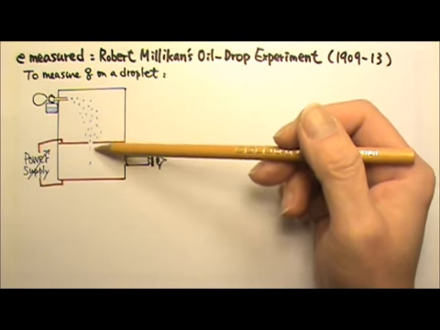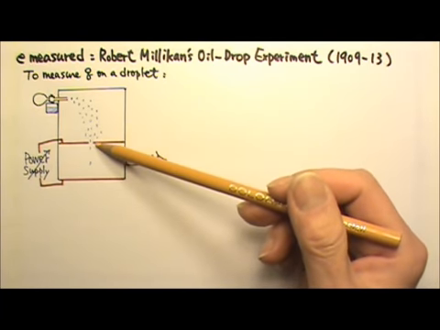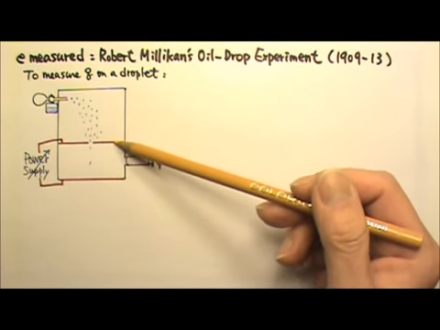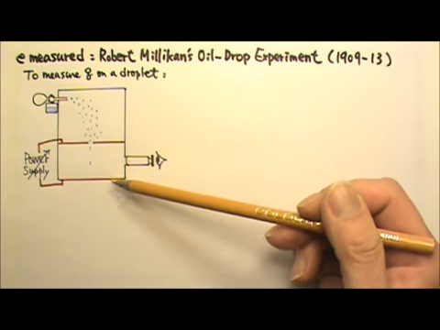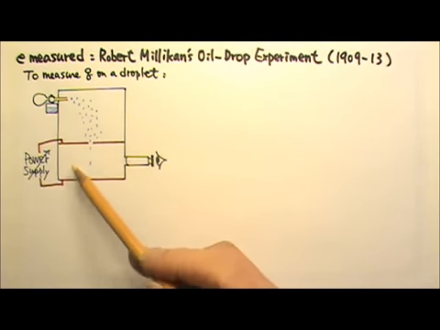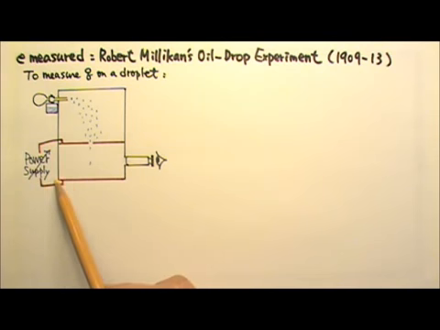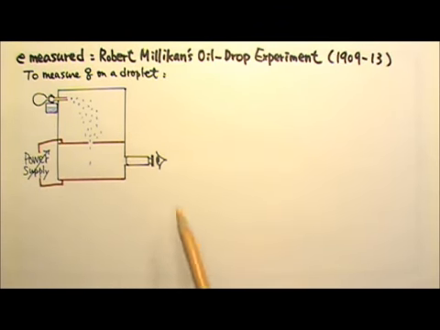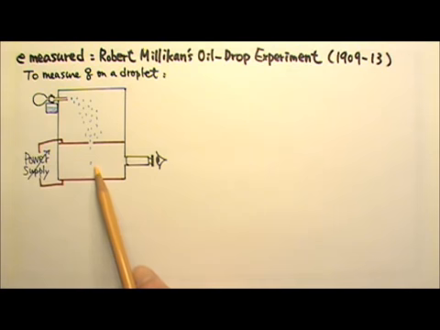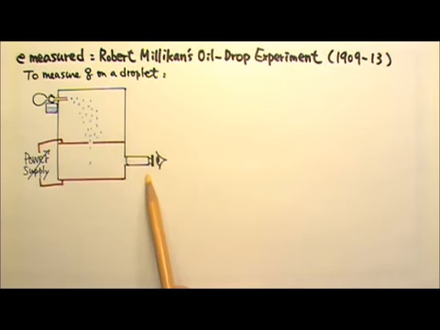Some of the droplets would fall through this hole and enter this region between two parallel metal plates. The metal plates are connected to a power supply, so the experimenter can control the voltage and adjust the electric field between the two plates. Now the experimenter would pick one oil droplet to follow, manipulate, and observe through a telescope.